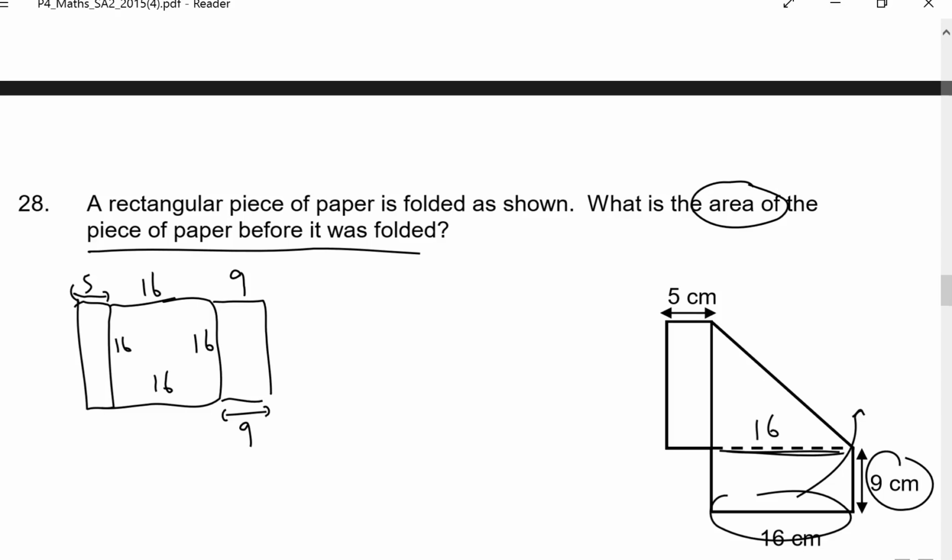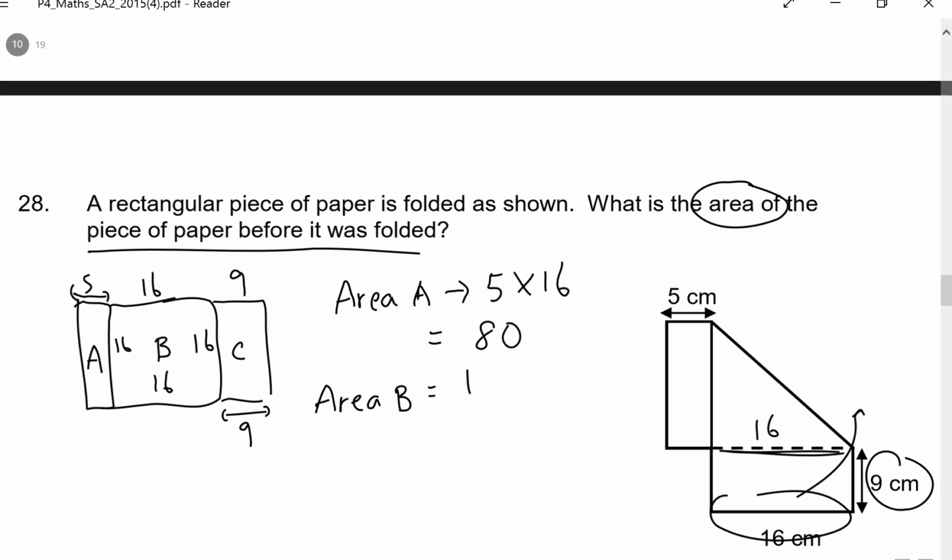Alright, so you're supposed to find what is the area of the piece of paper before it was folded. Alright, so you have parts A, you have parts B, you have parts C. So let's take a look at area A first. Area A, 5 times 16. Alright, you get 80.